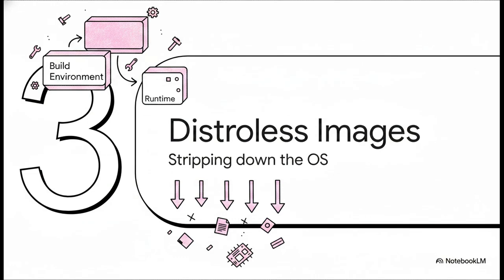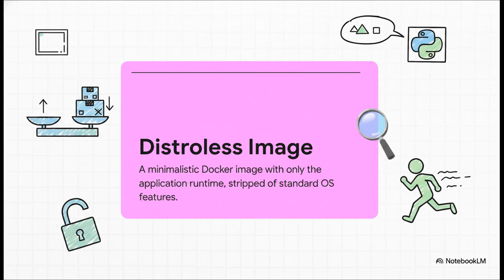Section 3. Enter Distroless images, stripping down the OS. So the crucial point here is understanding exactly what this is. A distroless image is basically the ultimate diet for your Stage 2 run environment. It's a highly minimalistic Docker image containing strictly what your application needs to run and absolutely nothing else. It is completely stripped of standard operating system features. If you have a Python app, a Python distroless image contains the Python runtime and literally nothing more.